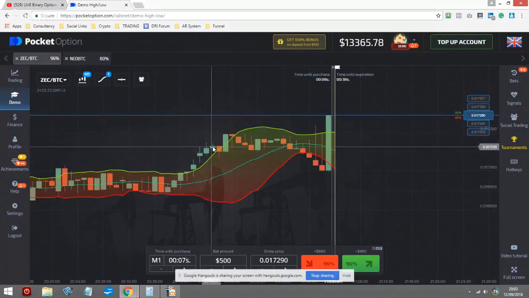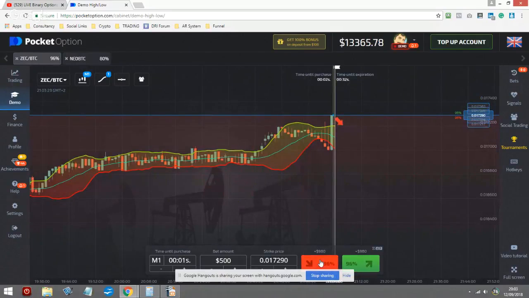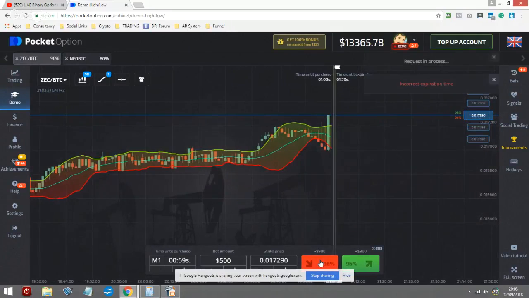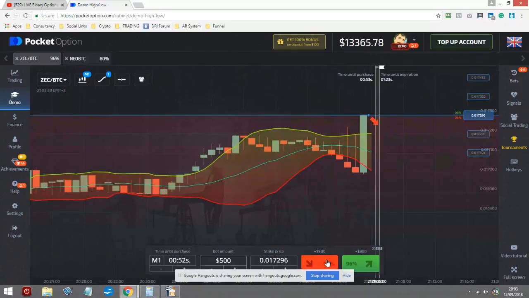Now, if I was a speculative man, this looks like a real high, so I'm going to place a down bet. Okay. For some reason, it's not letting me place that bet. Okay, let's place that bet now.